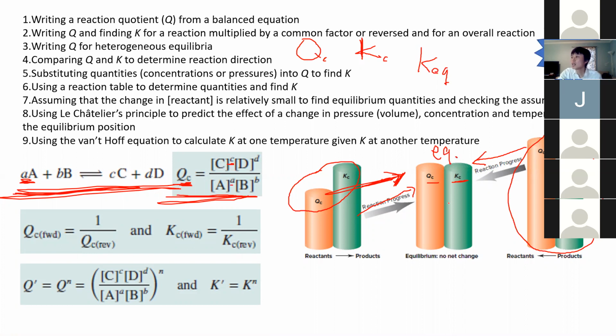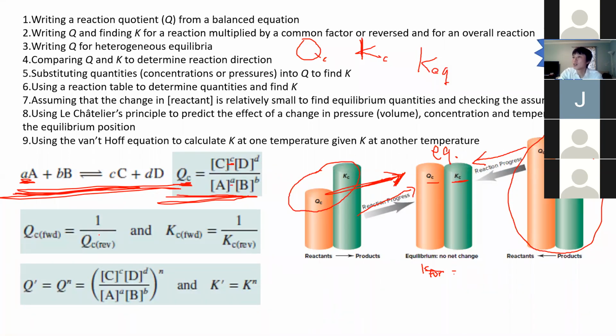At equilibrium, it means the forward rate and the reverse rate have the same rate. So the amount of the product generated is equal to the amount of the reactant being consumed. In that case, we cannot say that the reaction has stopped. It doesn't stop. It just means the amount of reactant being produced is the same as the amount of reactant being consumed. So there's still reaction going on.